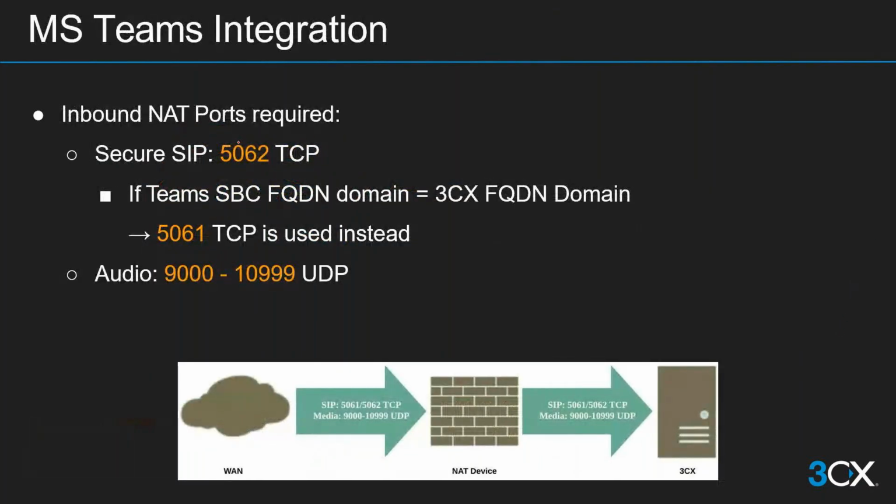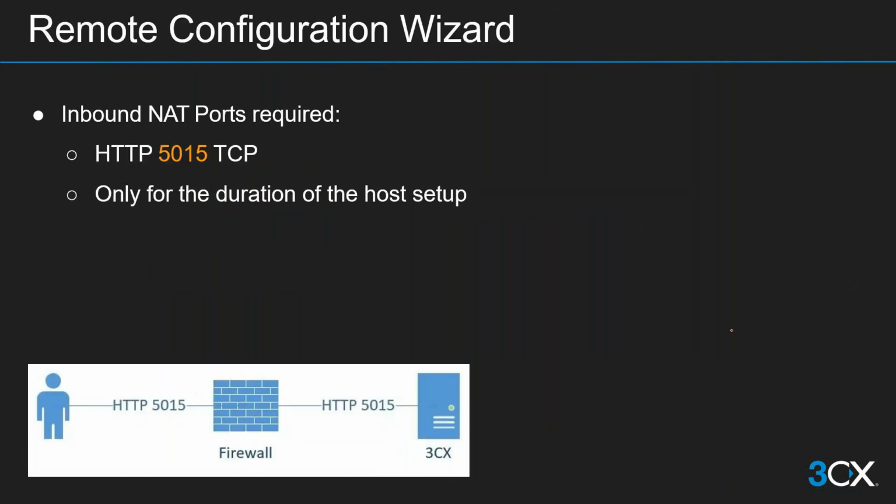If we do Teams integration, we require the secure SIP port 5062 for TCP. If the Teams SBC FQDN domain is the same as the 3CX FQDN domain, 5061 is used. For the audio, again, we use 9,000 to 10,999.